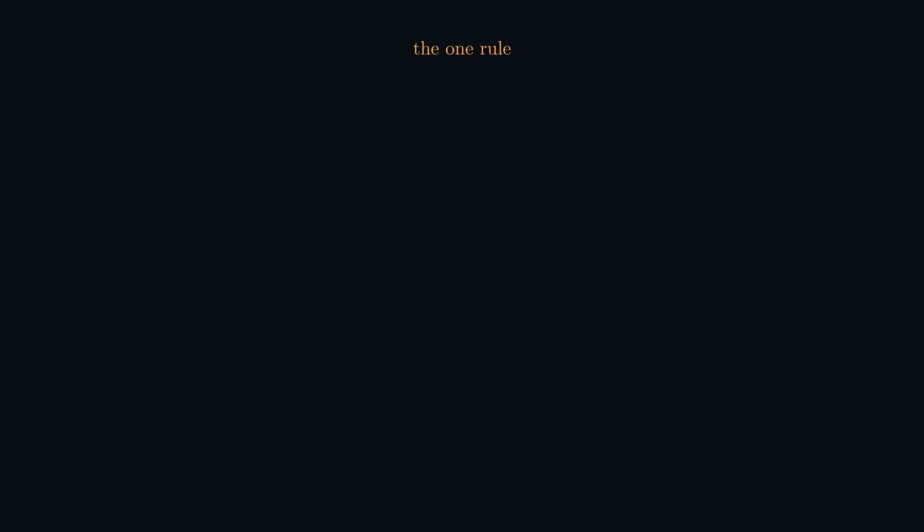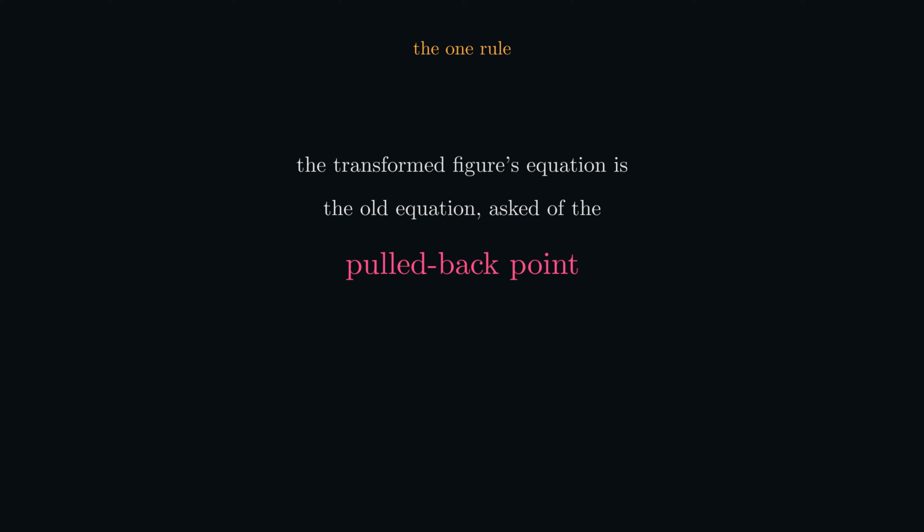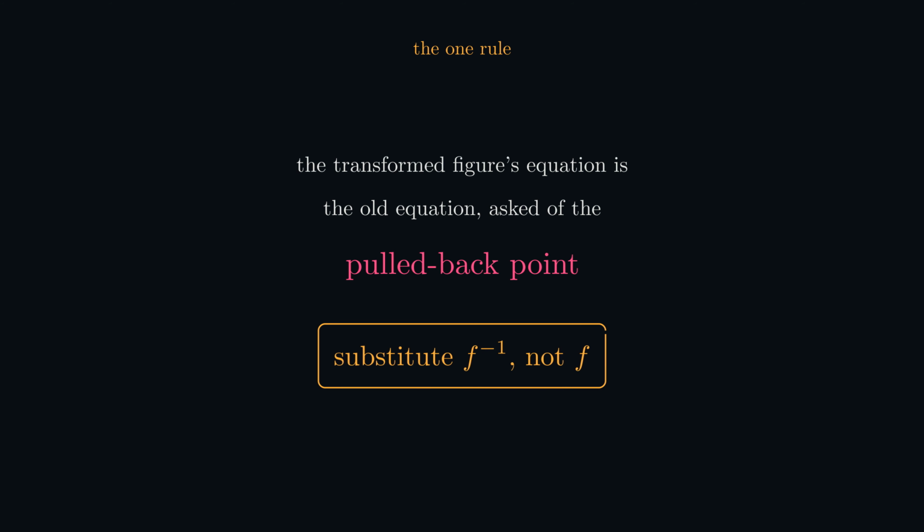Here is the whole idea of this episode, in one sentence. To find the equation of a transformed figure, take a point, pull it back to where it came from, and put that pulled back point into the original equation. Pull back, not push forward. You substitute the inverse transformation, not the transformation itself. That is the entire rule.